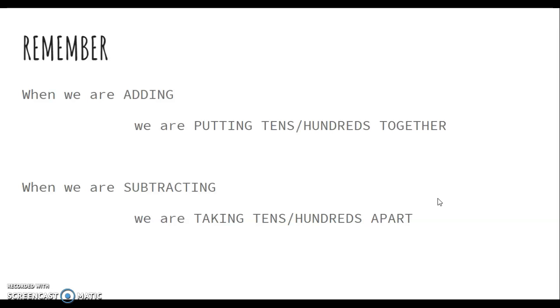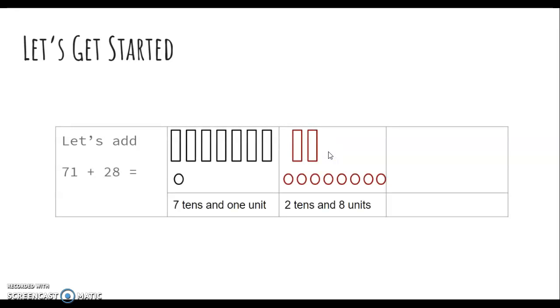All right, here we go. Let's get started. Remember, when we are adding, we are putting tens and hundreds together. When we're subtracting, we're taking tens and hundreds apart. Okay? Let's add 71 plus 28.